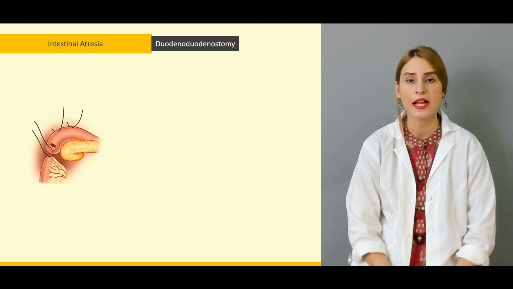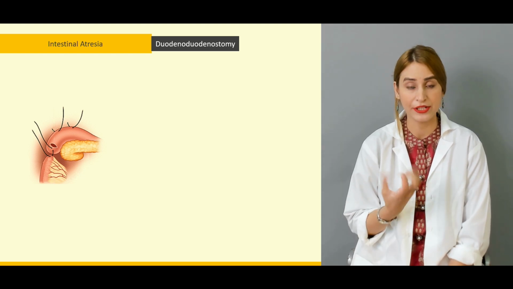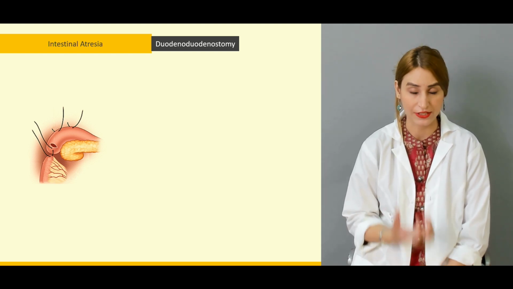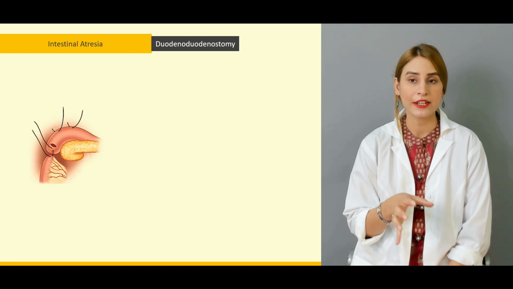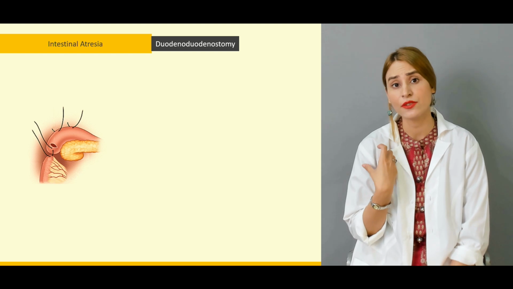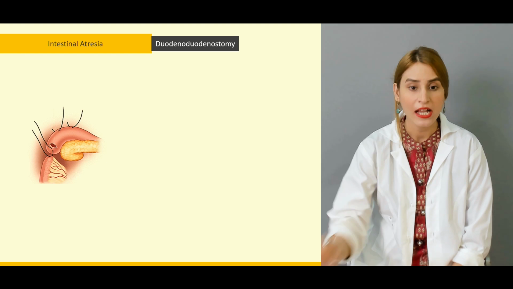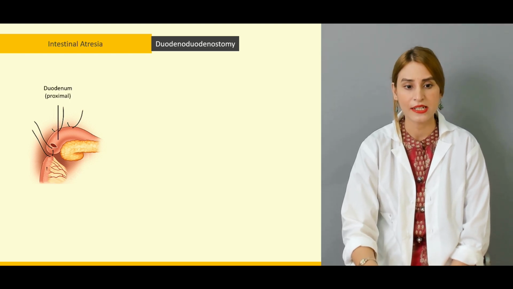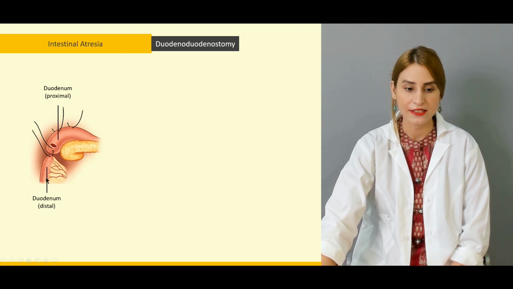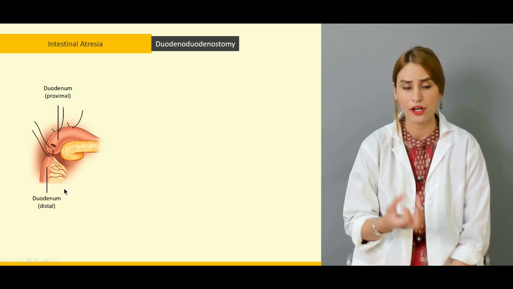So most of the time, in case of the duodenal atresia, the baby or the newborn presents with bilious vomiting, which is projectile in nature, right? So whenever a newborn is vomiting, especially bilious vomiting, you have to make a diagnosis of the intestinal atresia. So how are you going to treat that? You can see here that this is the proximal duodenum and this is the distal duodenum, and basically this is the point of the atresia or the stricture.